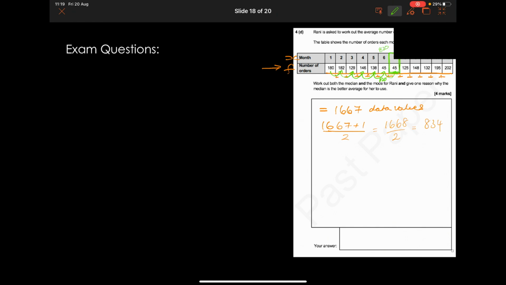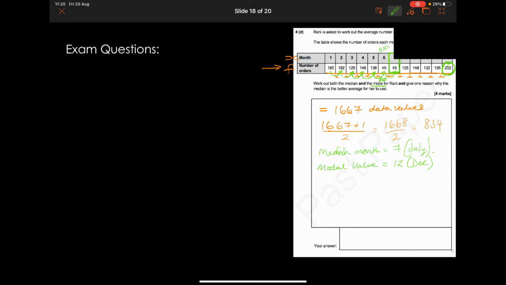Okay, and that means that my median month is month 7. So we can put July if you like. Now what we need to do next is work out the mode. The mode's quite easy because the mode is just the most common, how many orders you get that month. So which month is the highest month of orders? Well, it's 202 here, so our modal value must be 12. Modal value equals 12, so that's December.